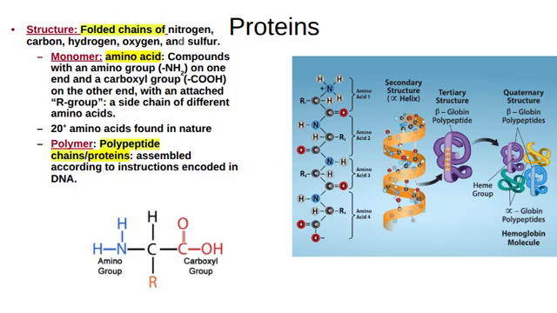We're going to keep it really simple, but you need to be responsible for understanding that the monomer of a protein is in fact made up of 3 things: the amino group, the carboxyl group, and the side R chain. And you need to understand that the polymer of a protein can also be called a polypeptide.